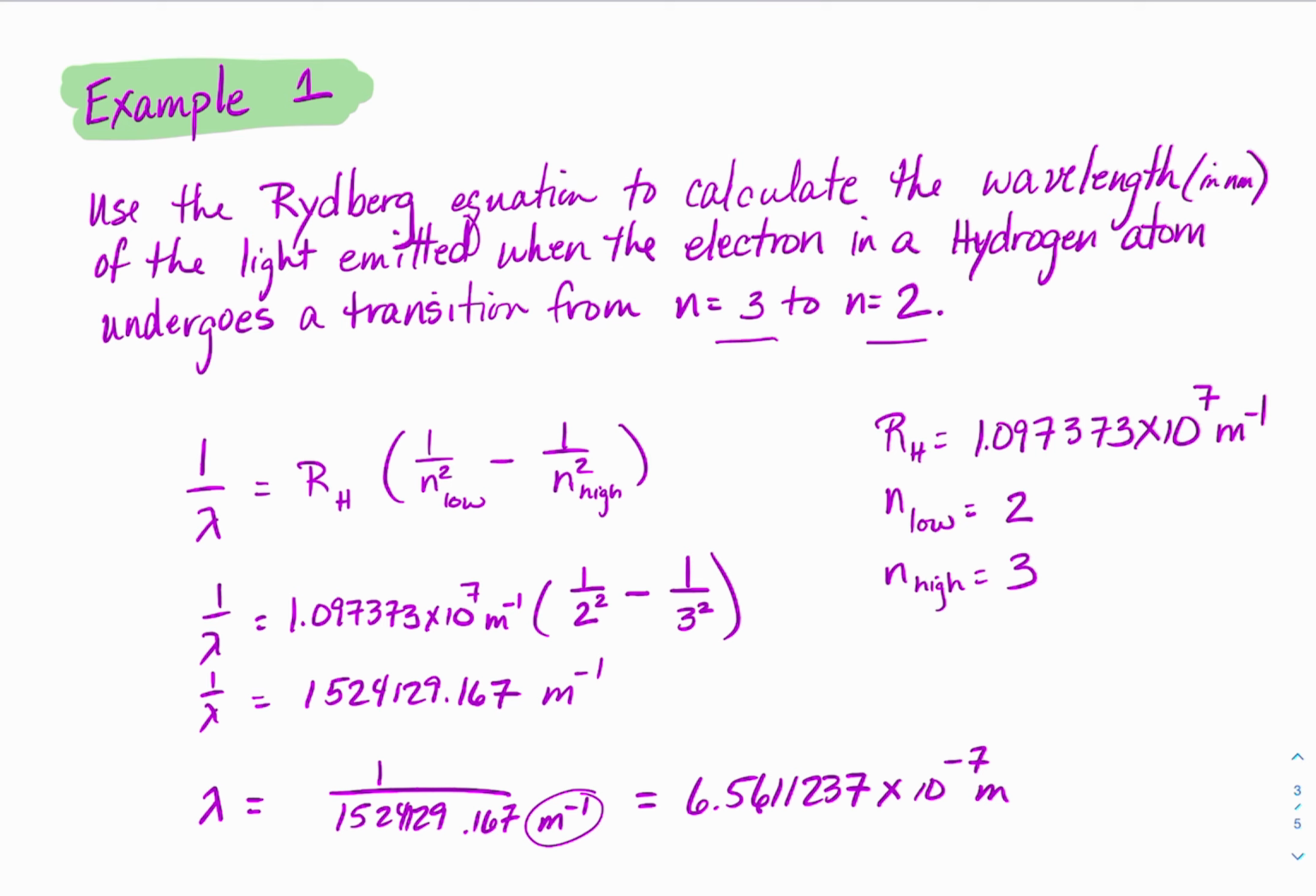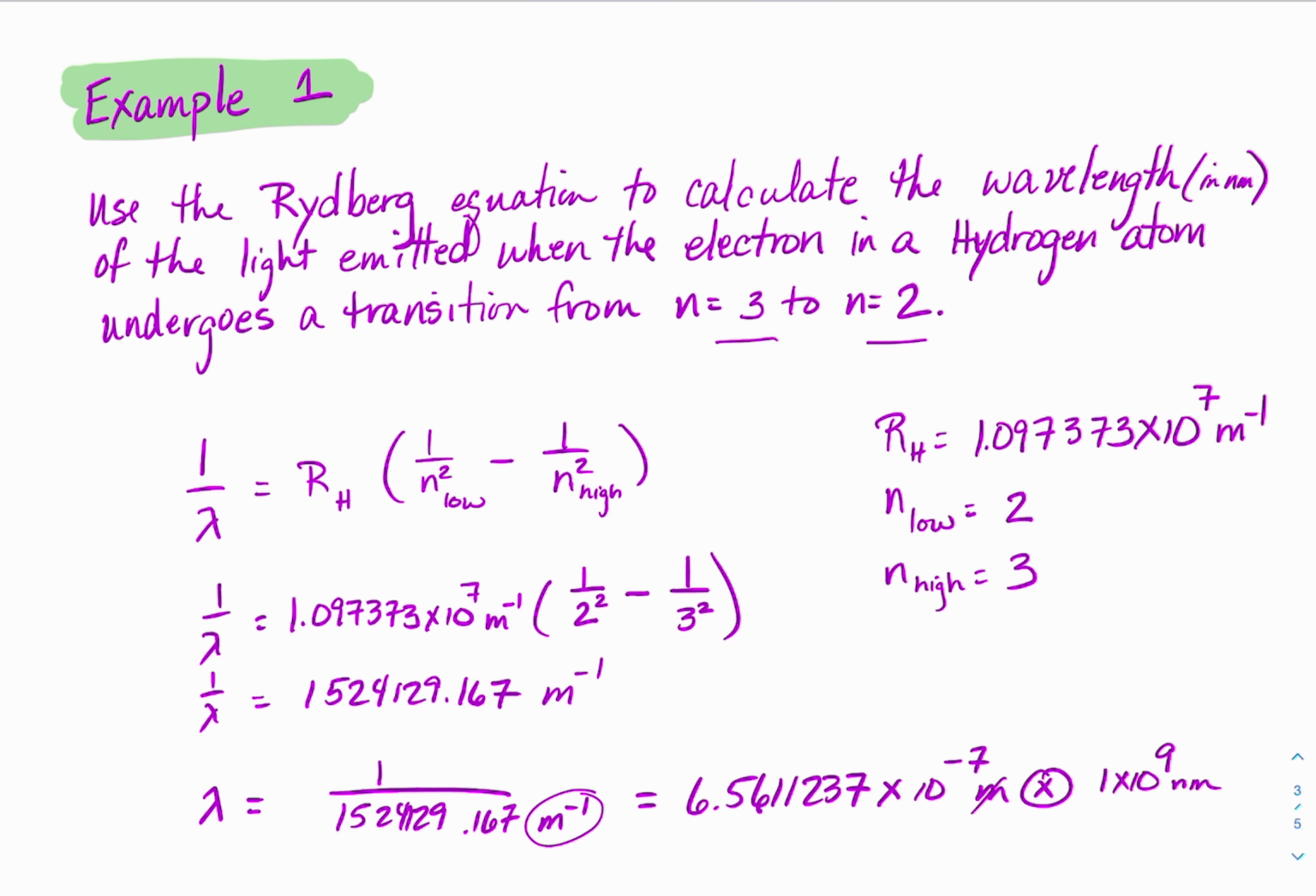So if we want to put this in nanometers, essentially we need to convert our value in meters to nanometers. And so to do this, we essentially need to multiply this number times 1 times 10 to the 9th, because for every meter there is 1 times 10 to the 9th nanometers. Our meters will cancel out and this will put us in nanometers.